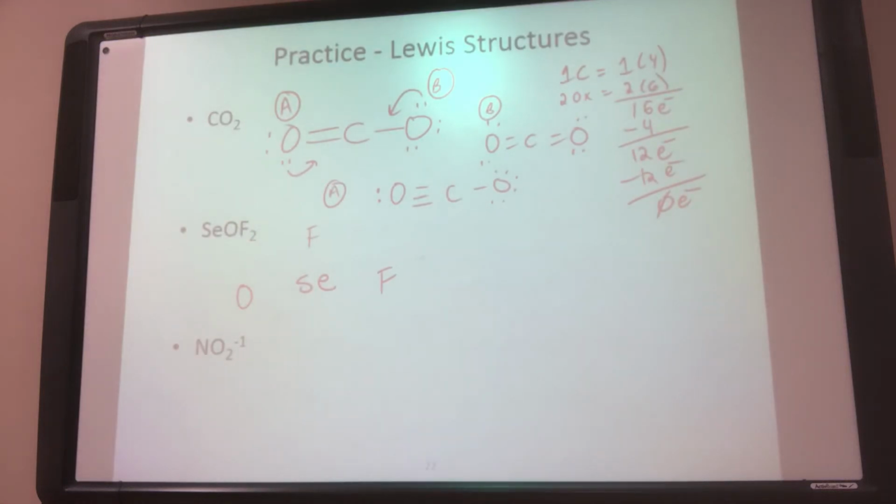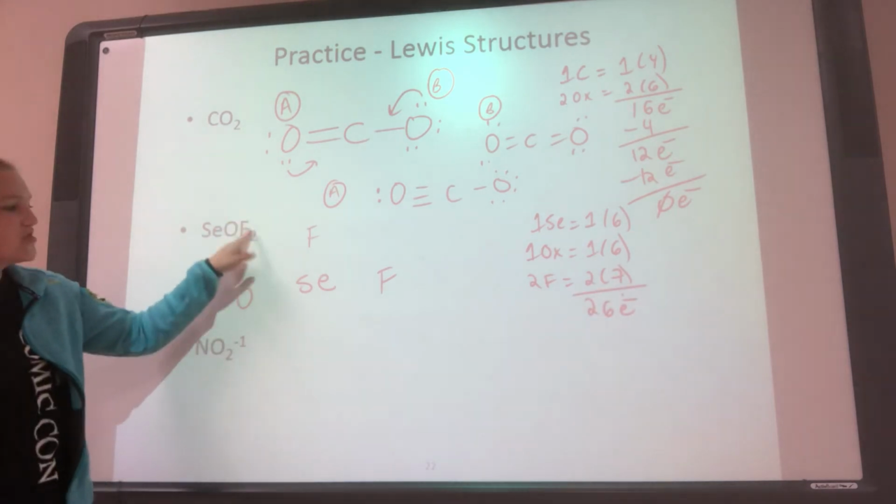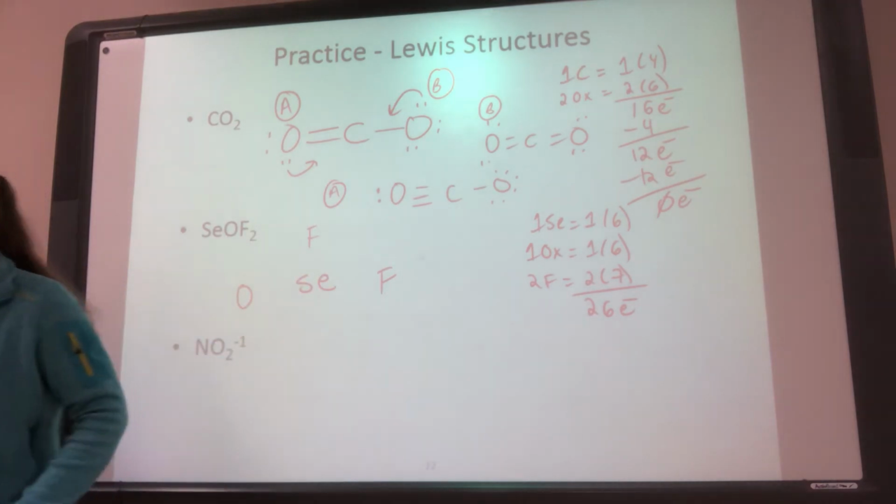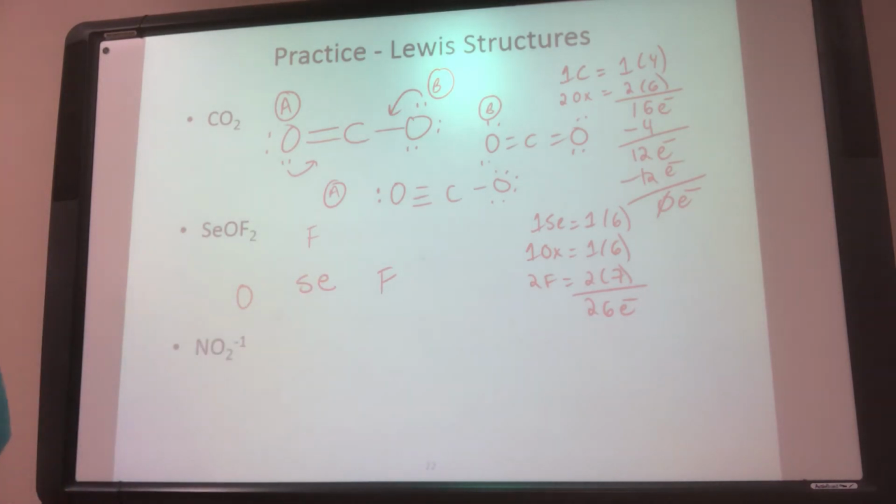So let's add up our electrons. 1 for my Se, and we said Se was 6. 1 O, which is also 6, 2 Fs, which we said was 7. So that's going to give me a total of 26 electrons. Remember, it's neutral, so I don't have to add anything, and it's an even number, so I feel good about it. Now I make single bonds.